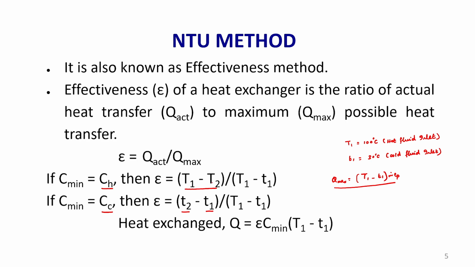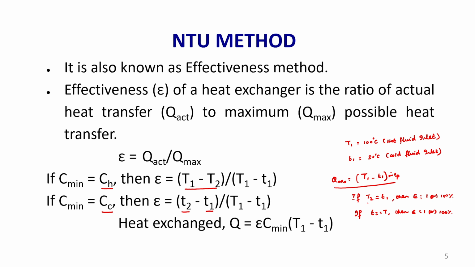So, in this case, let me write, if capital T2 is equal to small t1, then effectiveness is equal to 1, that is 100%. Similarly, if small t2 is equal to capital T1, then also the effectiveness is equal to 1 or 100%.